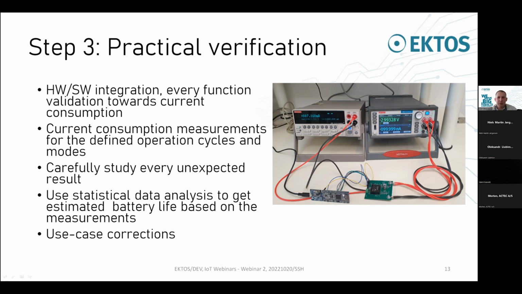We use statistical data analysis to get an estimated battery life based on the measurements. We perform long-term measurements on the prototype. We use different kinds of battery simulators. We log the current consumption over long periods of time, and we analyze the results in Excel spreadsheets, and we carefully study every abnormal case. And of course, it's possible that the desired battery life is not achievable, and we will need to go back in the process.